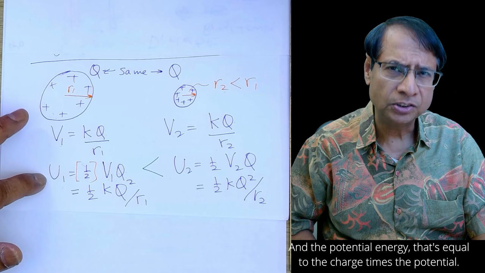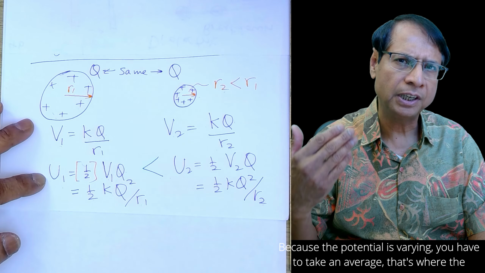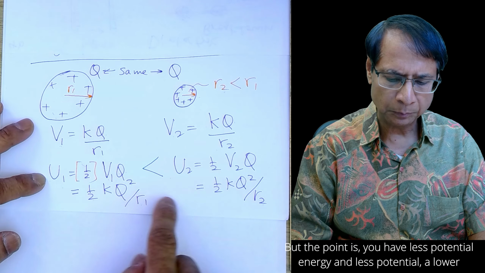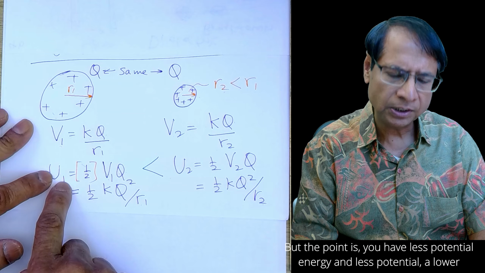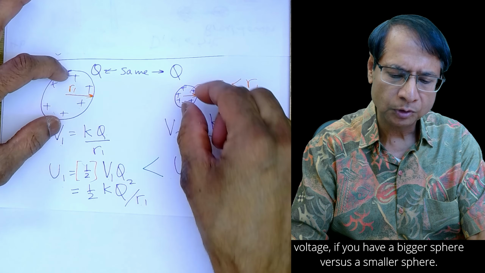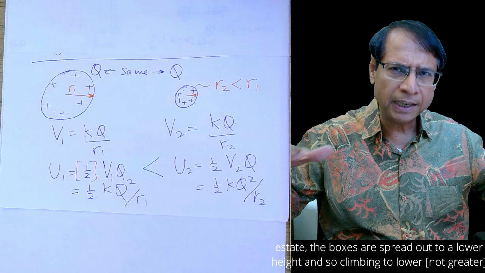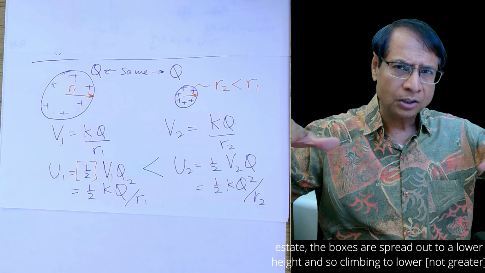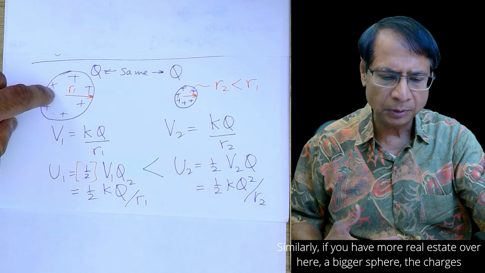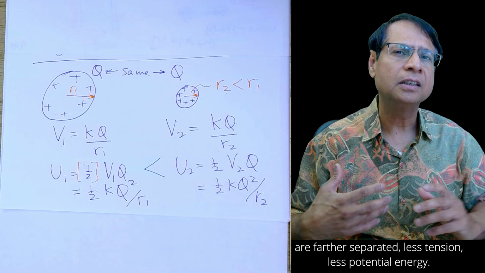The potential energy is equal to the charge times the potential. Because the potential is varying, you have to take an average. That's where the half comes in. The details of that we'll discuss later. But the point is, you have less potential energy and a lower voltage if you have a bigger sphere versus a smaller sphere. This is similar to the warehouse situation. If you have more real estate, the boxes are spread out to a lower height instead of climbing to greater height, so you have less potential energy. Similarly, with a bigger sphere, the charges are farther separated, less tension, less potential energy.